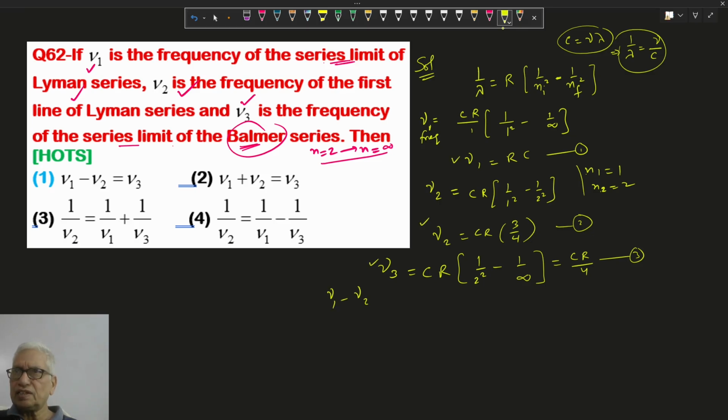Suppose here let us take the difference between 1 and 2. So it is RC minus RC times 3 by 4. RC is common here: 1 minus 3 by 4, that comes here as CR by 4, that is the frequency 3. So here option 1 is correct.